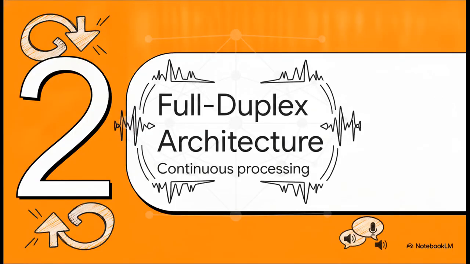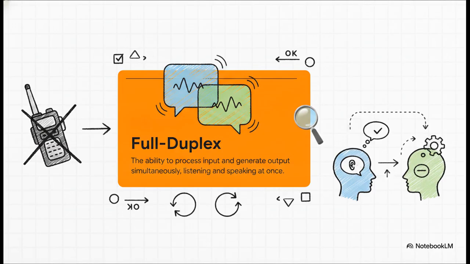Section 2. Understanding full-duplex architecture. So, the crucial point here is understanding what full duplex actually means. It's the ability for a system to process input and generate output at the exact same time. It is listening to you and speaking to you simultaneously. This officially moves us from that clunky walkie-talkie era into the realm of a natural phone call.